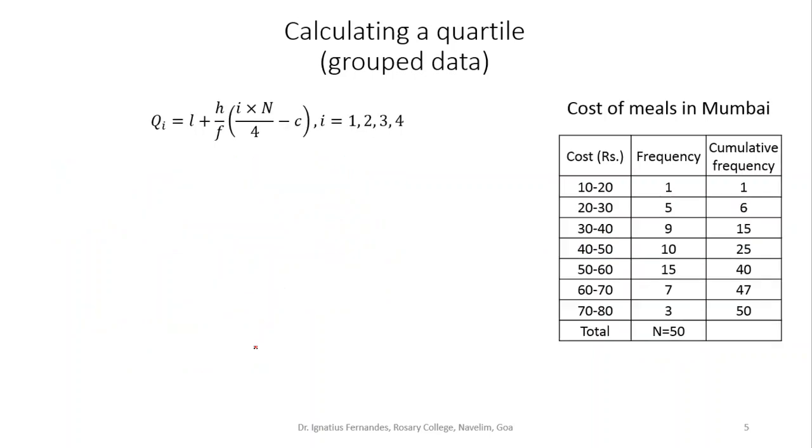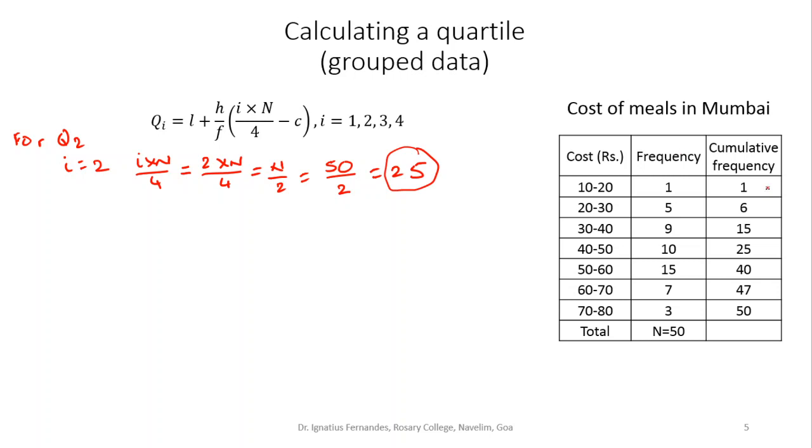So for Q2, what will you do? You will put I equal to 2. In that case, this I into N upon 4 will be equal to 2 into N upon 4. You will cancel the 2 and 4, and you will get N upon 2, which is the same as how you have been finding the median. So it is 50 upon 2, which is 25. So this is for Q2. So you got 25.